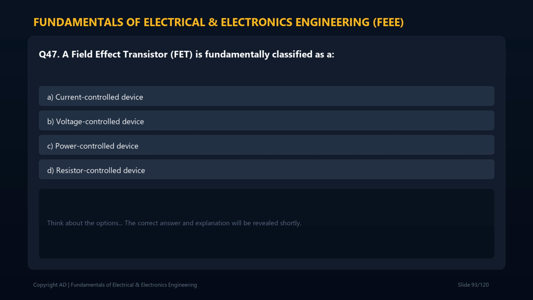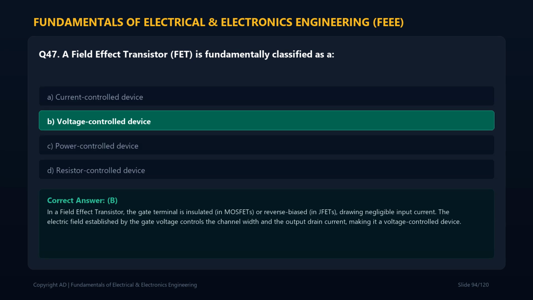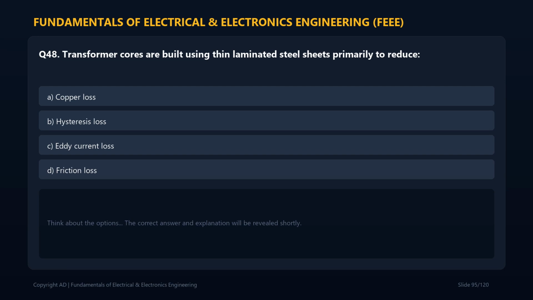Power-controlled device. Option D. Resistor-controlled device. The correct answer is B. Voltage-controlled device. In FETs, the gate voltage creates an electric field that controls current flow through the channel while drawing negligible input current.